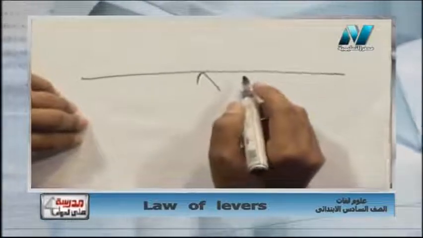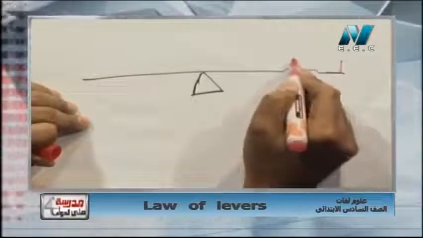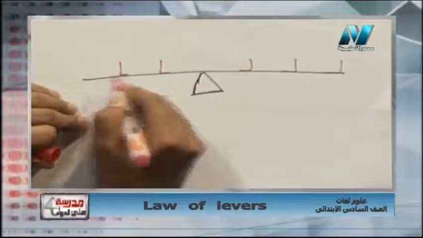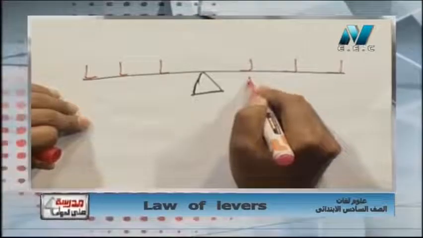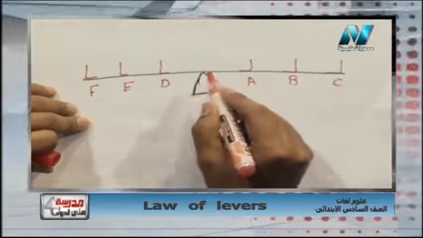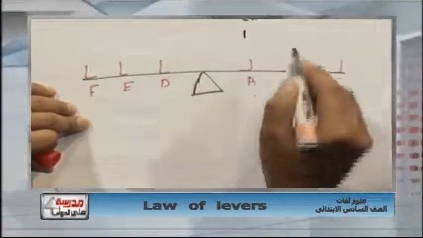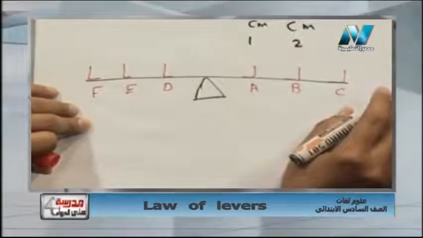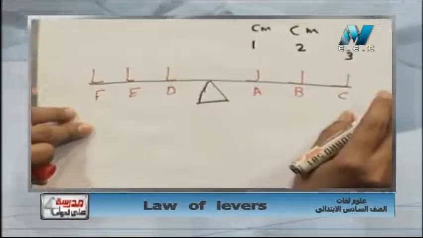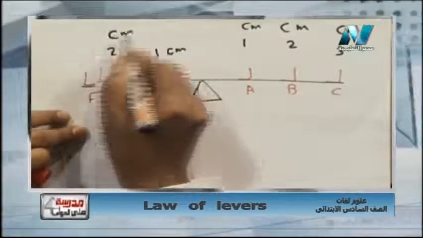Look at me, my dear students, and I need to have your attention. Suppose there is a seesaw, and we have 3 seats here, 1, 2, 3, and other 3 seats here. This is number 1, number A, B, C, D, E, F. And the distance between fulcrum and first one is 1 centimeter. And the distance between fulcrum and second is 2 centimeter. And third one is 3 centimeter. Okay. Here is also 1 centimeter, 2 centimeters, and 3 centimeters.